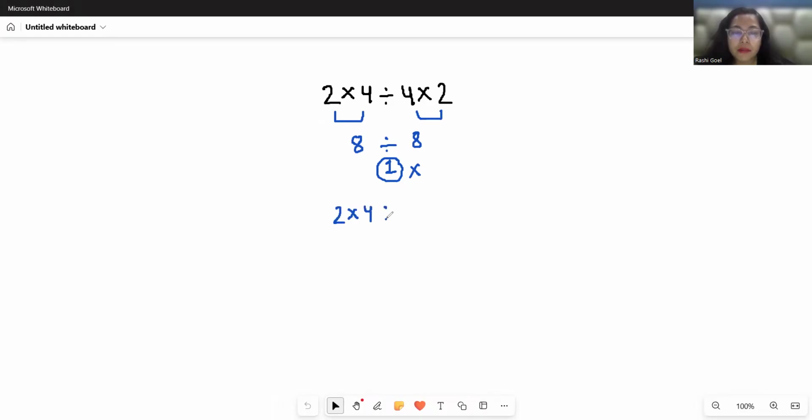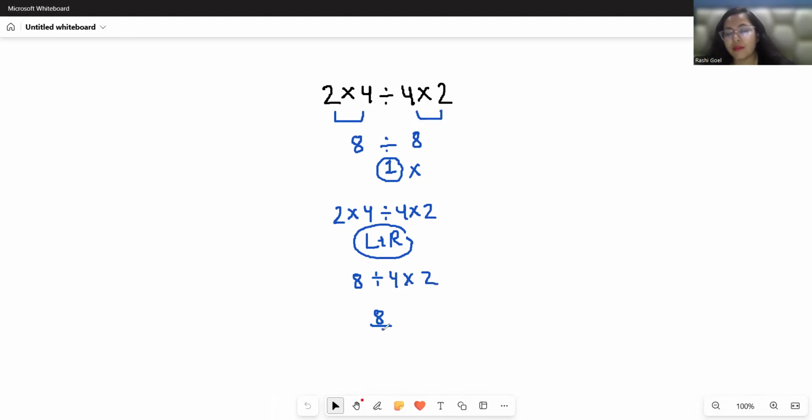When we have given multiple operations, then we have to follow BODMAS or PEMDAS rule. As per this rule, you have to give priority. Both multiplication and division have the same priority, but you have to solve from left to right. Always remember. So here 2 multiply 4 is 8 divided by 4 multiply 2.